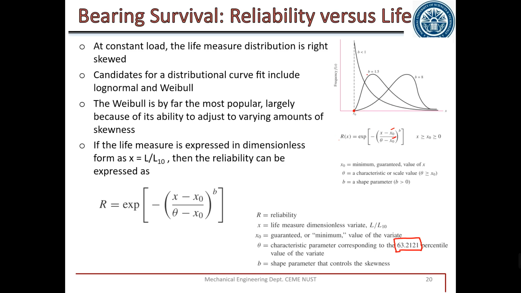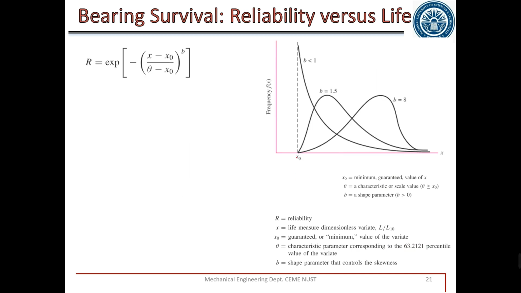For all the curves, you see that the skewness of the curve changes by changing the variable b. So this curve only depends upon b. For any value of b, the value of theta will be different. For example, all these three curves have the same value of x naught. It's better to explain here.